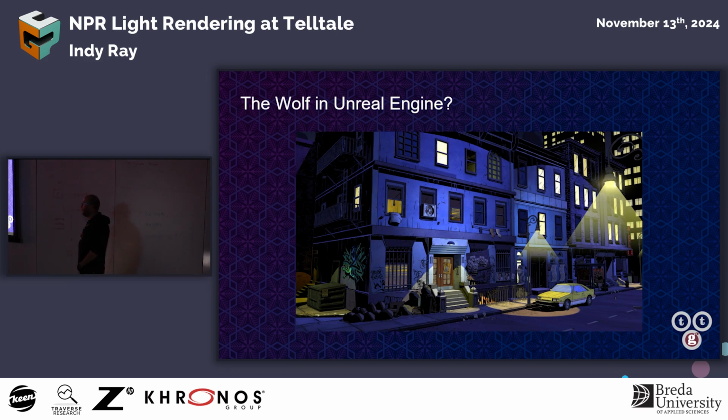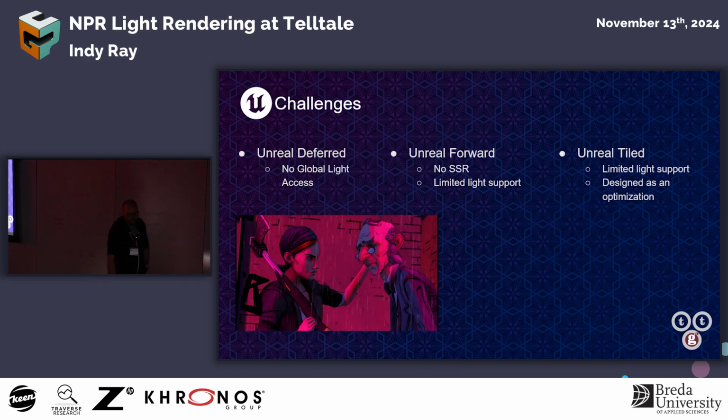For Wolf Among Us 2, we really wanted to stay true to the original while taking advantage of some new technologies. Thinking specifically about Wolf Among Us, we knew some features, one in particular, light party groups, which I'll get into, we knew were going to be very difficult in Unreal Engine. Specifically, this feature requires global access to light lists in the fragment shader, and that's difficult in Unreal.